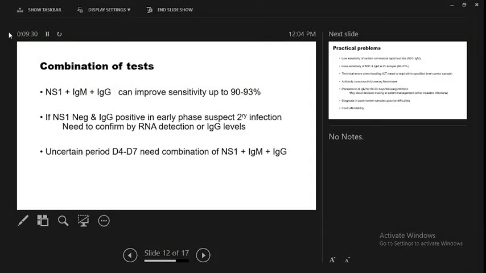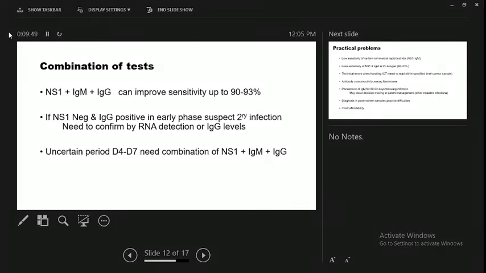So what we recommend is to do the combined test, like NS1 plus IgM and IgG. It can improve the sensitivity up to 90 to 93%. But the problem is the cost. We can't afford these tests. We have to use 2 rapid tests for this one.